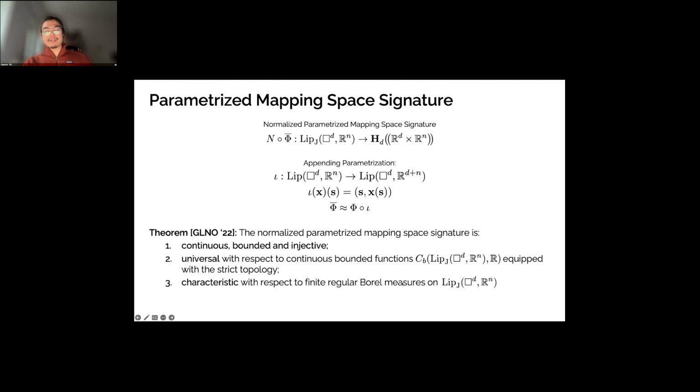So the implication of this result is that if we were able to compute this and wanted to use this as a feature map for cubically parametrized data, this would be both universal and characteristic, meaning that we have some powerful properties in terms of machine learning.